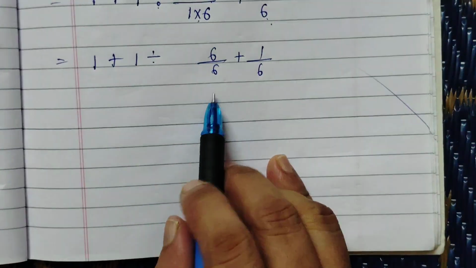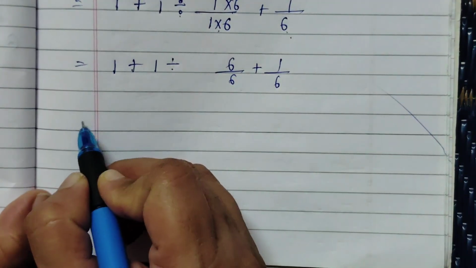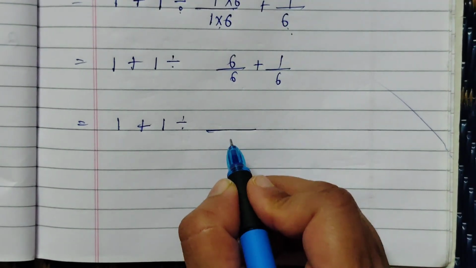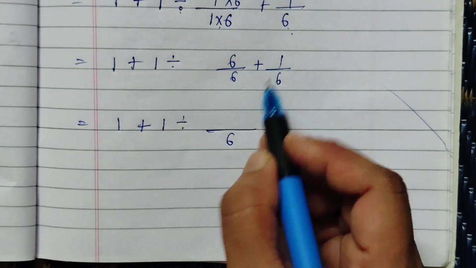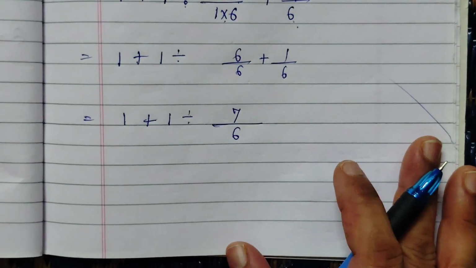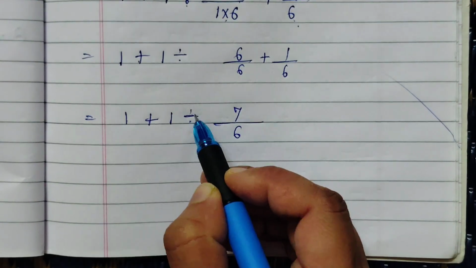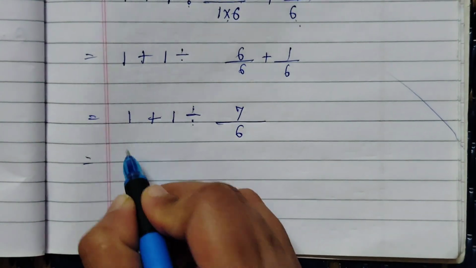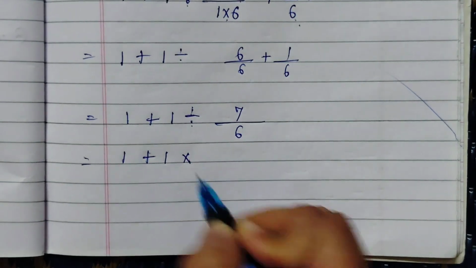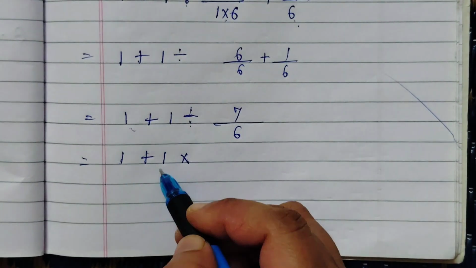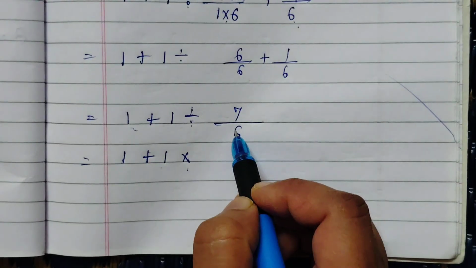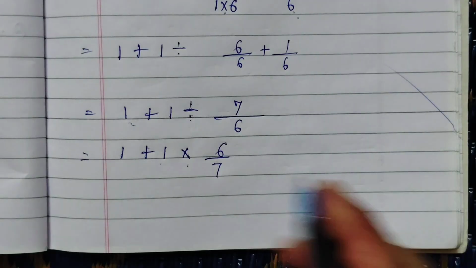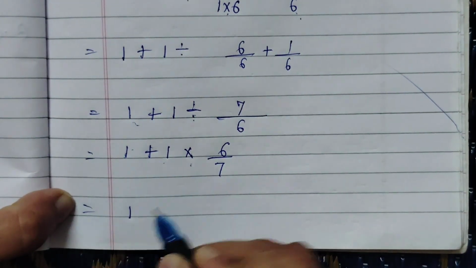Now I have same denominators. So 1 plus 1 divided by 6 and 6 I will write as common. In up what I have got, 6 plus 1, that is 7 upon 6. Now further we will do, see this is division. When division is there, what do we write as the sign? 1 plus 1 division will become multiplication. This I wrote as it is, division will become multiplication. So this number will reciprocate. So it will become 6 upon 7. Further 1 I wrote as it is plus.